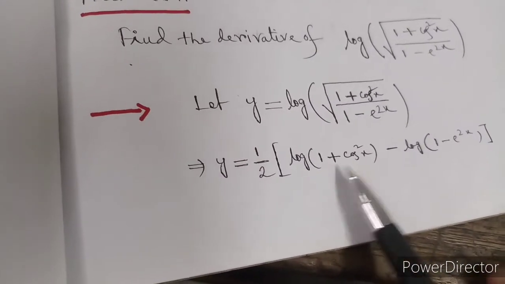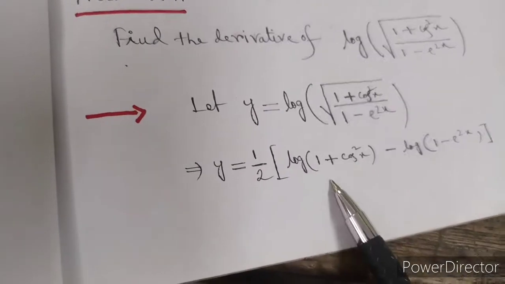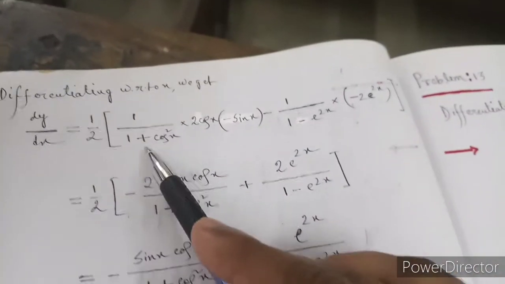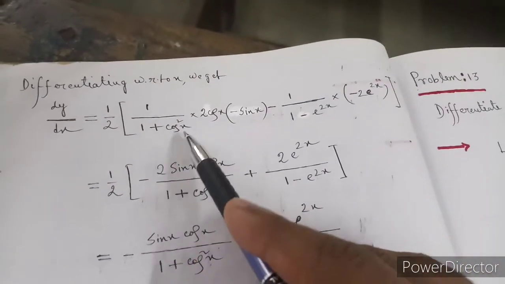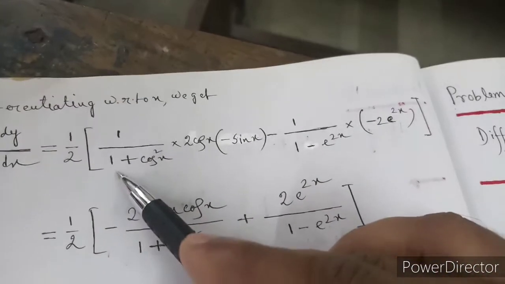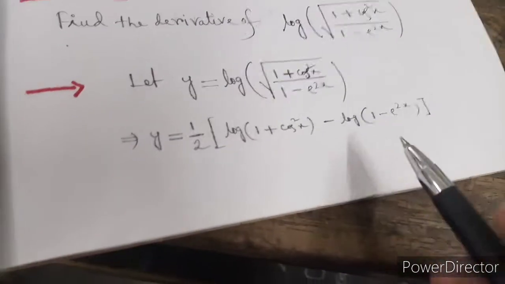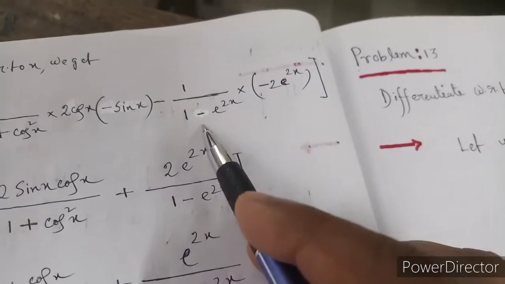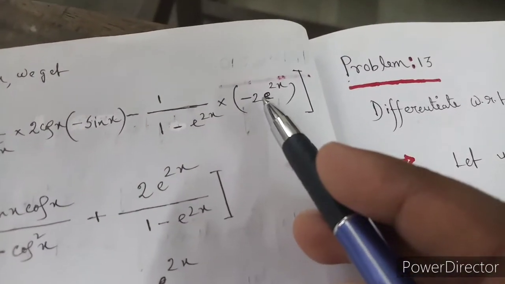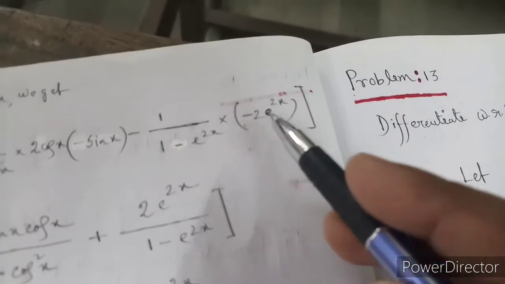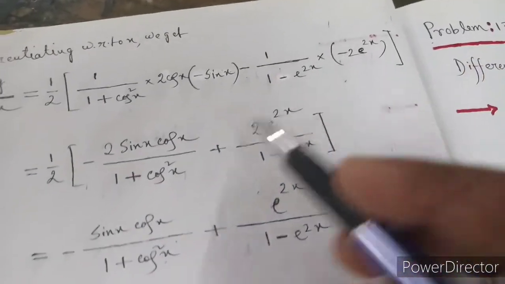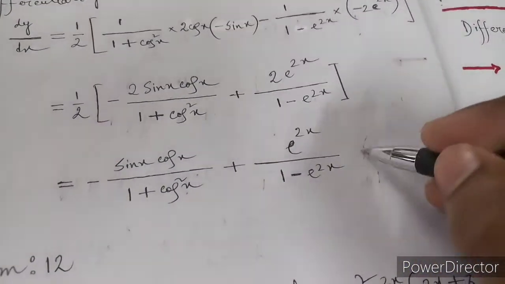Log(1 plus cos square x): the derivative of this is 1 by (1 plus cos square x), and the derivative of 1 plus cos square x is, the derivative of 1 is 0 and cos square x is 2 cos x into minus sin x. Minus, there is obviously the minus sign, 1 by (1 minus e to the power 2x), and the derivative of 1 minus e to the power 2x is minus 2 e to the power 2x. So if we calculate this, we get this result, so it is your answer.